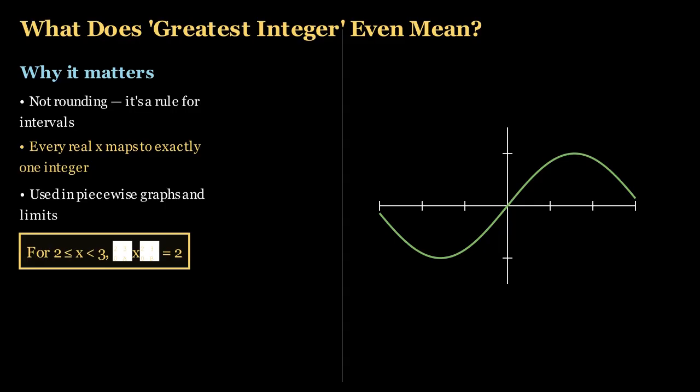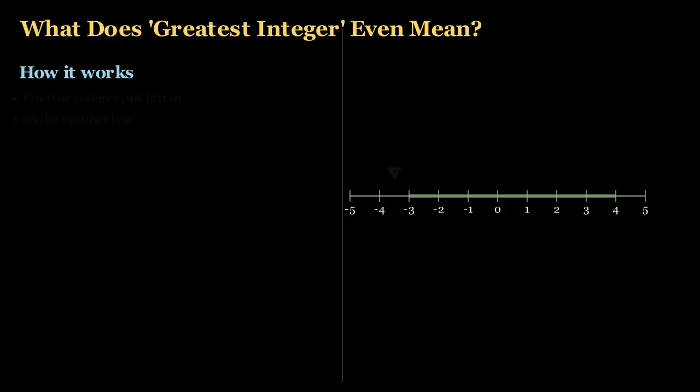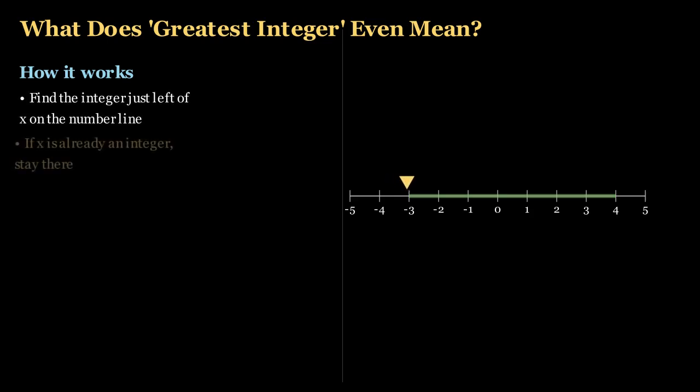To find the floor of any number, imagine standing on that number on the number line. Now walk left until you hit an integer. That integer is the greatest integer less than or equal to your starting point. If you are already standing on an integer, you do not move, the floor of 5 is 5.